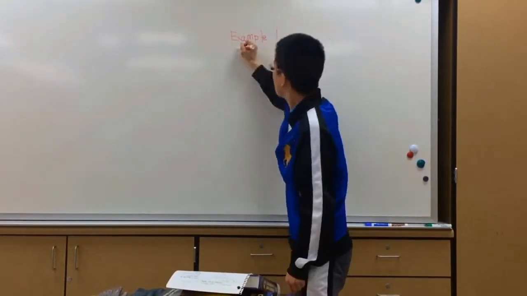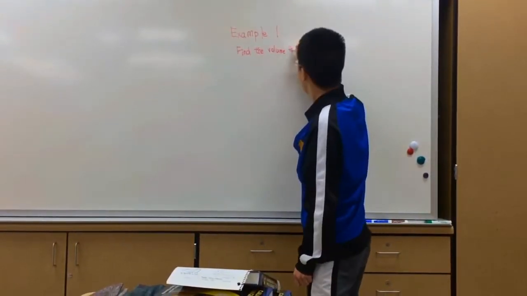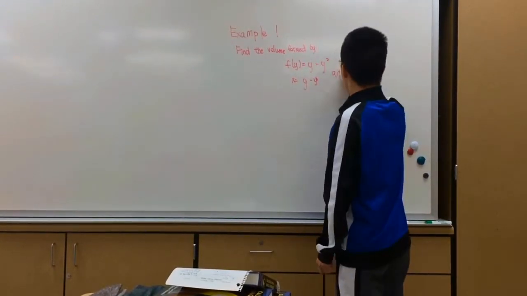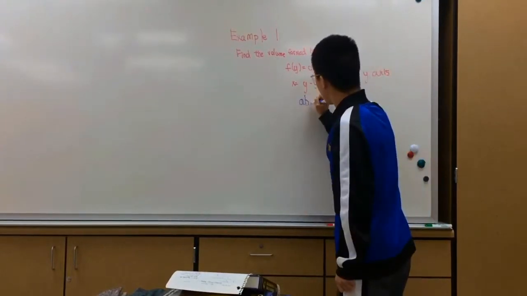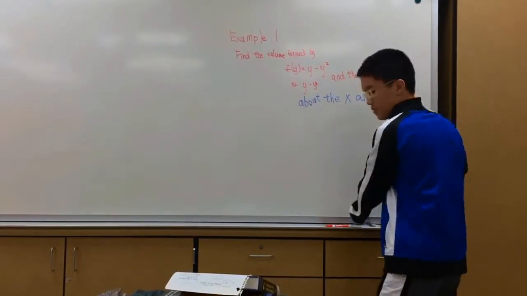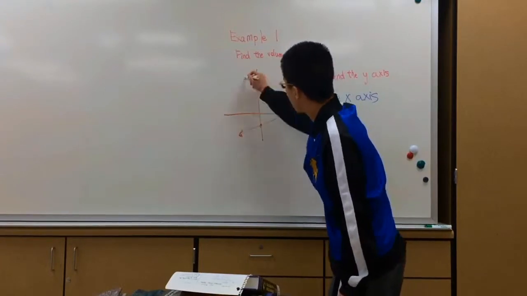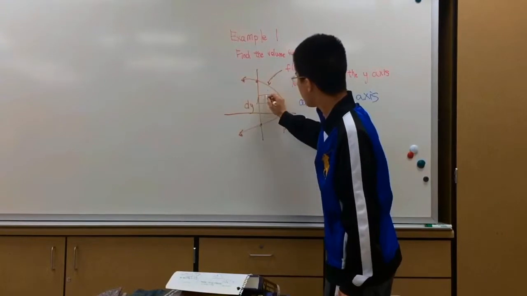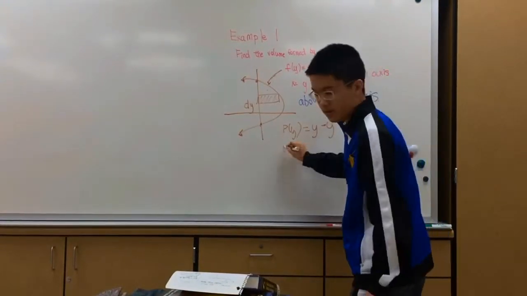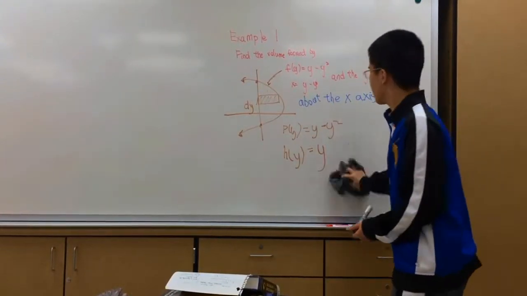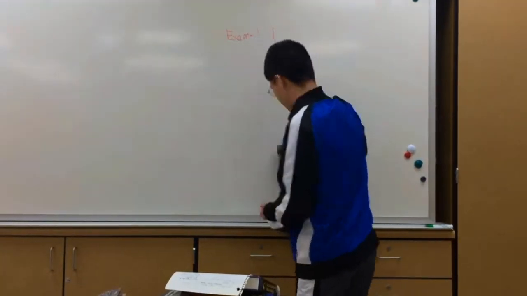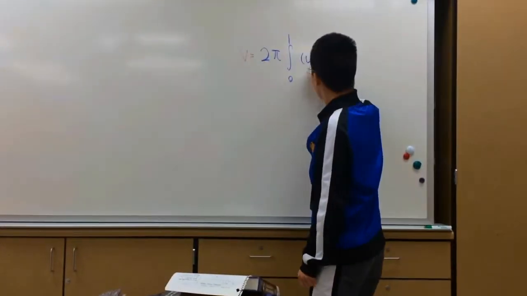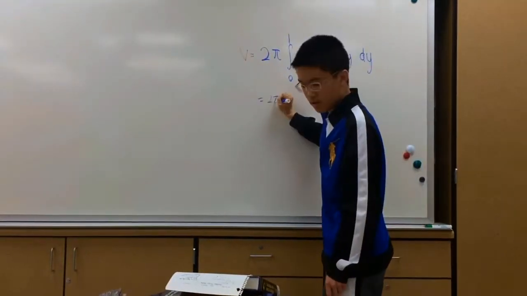Example 1. Find the volume of the solid of revolution formed by revolving the region bounded by f of y is equal to y minus y squared, or x is equal to y minus y squared, and the y-axis about the x-axis. We can draw the graph here, and draw a horizontal rectangle. The height of the rectangle, p sub y, is equal to y minus y squared, the radius is equal to y, or h of y, and the bounds of the integral are from 0 to 1, and the width is dy. With all this information we have, we can plug it straight into the formula and integrate.